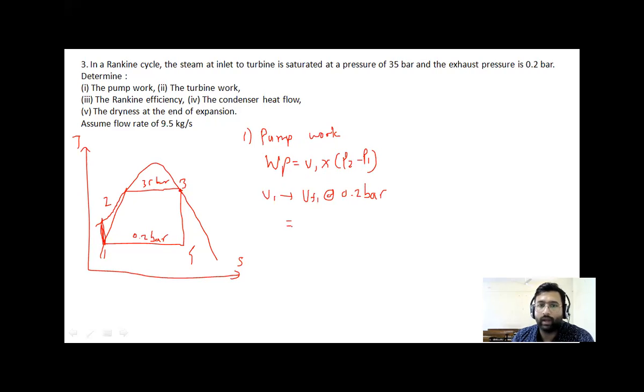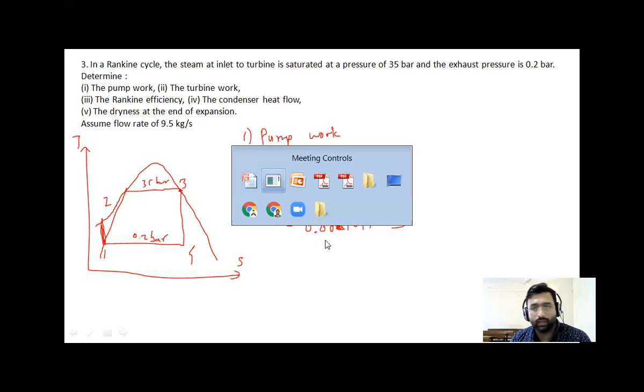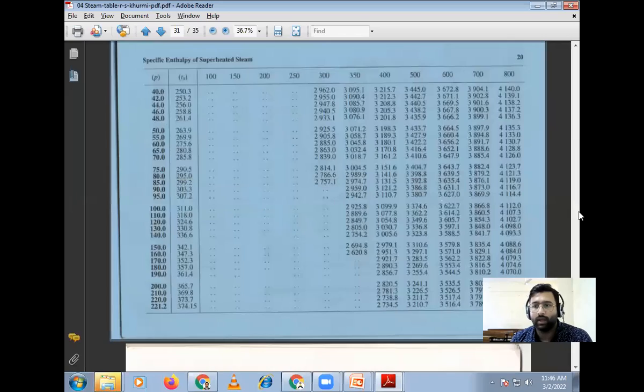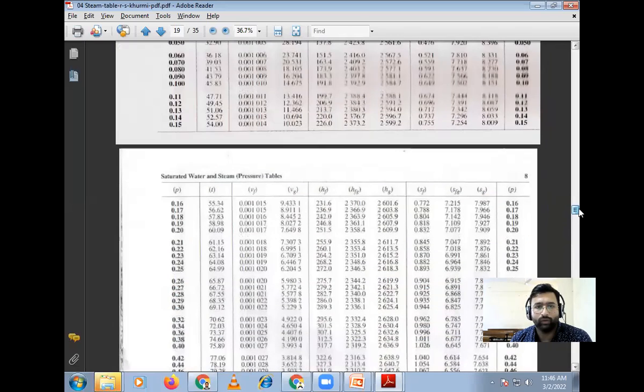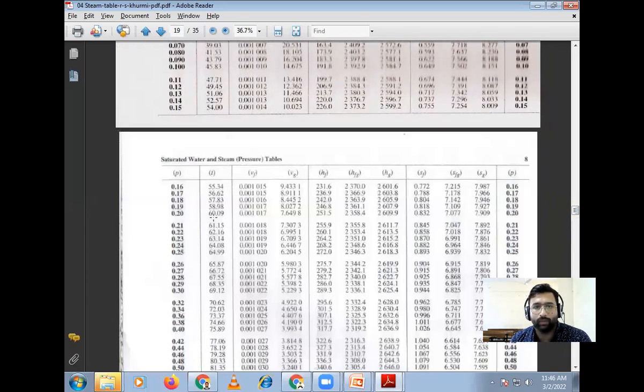So calculate at 0.2 bar, go to steam table. Girls, check, or I will also check with the help of steam table. So here I have to go to pressure tables, then I have to go for 0.2. So see here, pressure tables at point number 2, VF value is 0.001017.